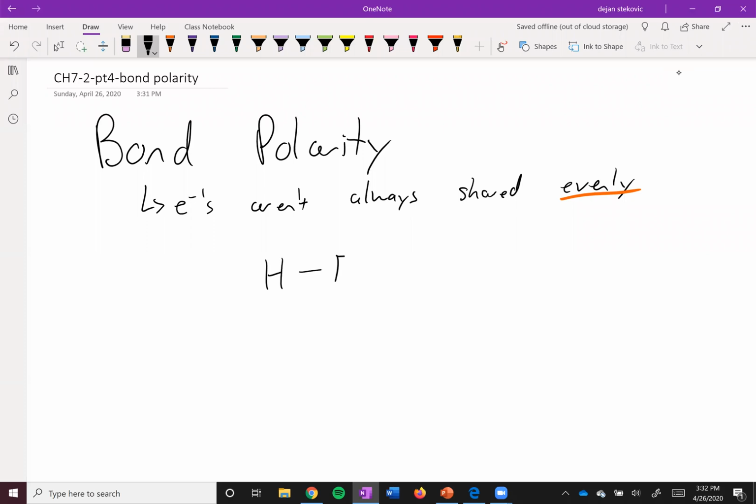So anyways, if you take a look at an HF bond, this is what the Lewis structure would look like, one bond for each. They're both one electron short of having a filled valence shell. And so the electrons in this bond are not shared evenly. Most of the time, the electrons are on the fluorine.